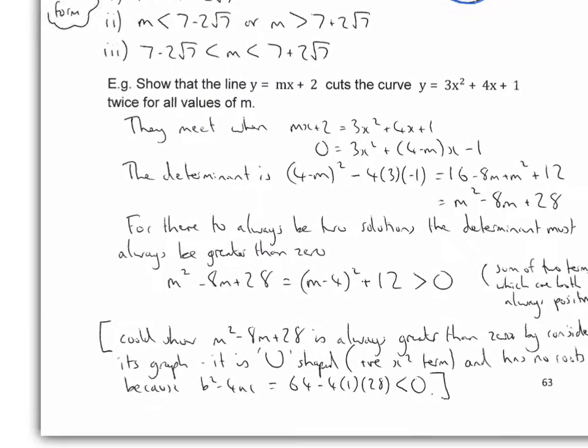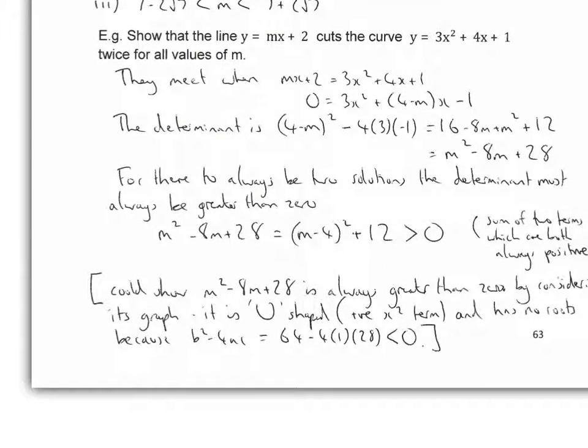My next example asks me to show that the line y equals mx plus 2 cuts this curve twice for all values of m. What I'm saying is, if you draw this quadratic here, then if you draw me a line with a y-intercept of 2, it doesn't matter what you set the gradient as, it will always cut twice. So a bit like earlier where we're showing something didn't happen, proving something always happens sounds a bit odd to begin with, so just start every question the same way.